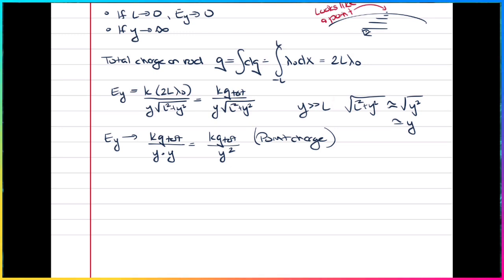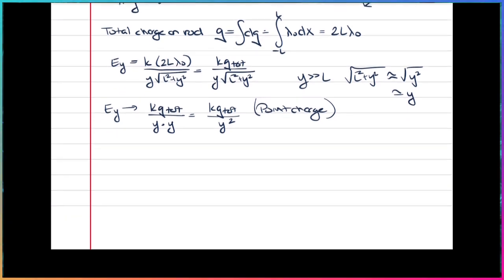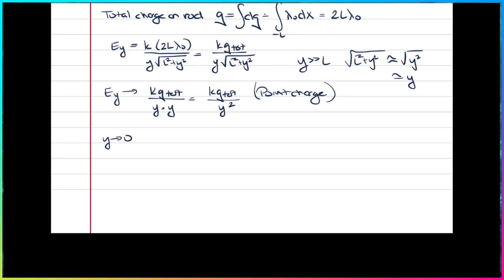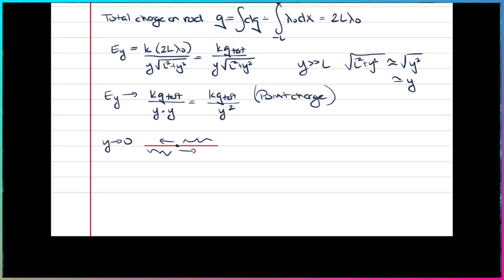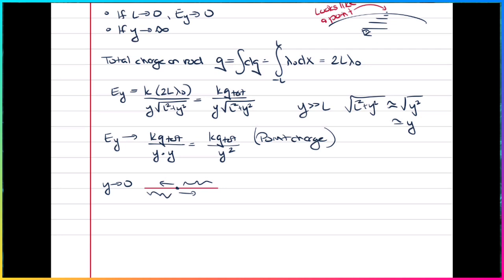Now, the other two limits are actually kind of subtle. When y goes to 0, you might think by symmetry the E field should be 0, because if I'm exactly in the middle of the rod, then you might imagine that all the stuff on the left is going to create an E field going this way. Then all this stuff on the right is going to create an E field going this way. But then that is missing that one infinitesimal charge that you happen to be sitting on top of. So it's actually a bit subtle to deal with that, which means we are not going to.